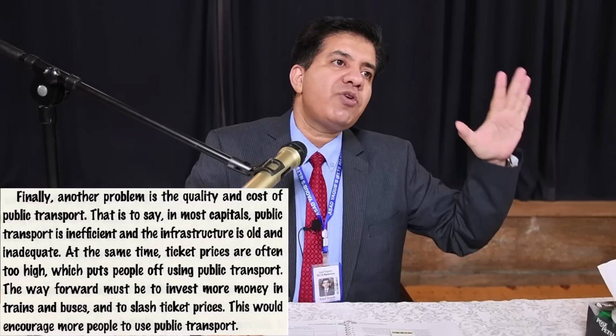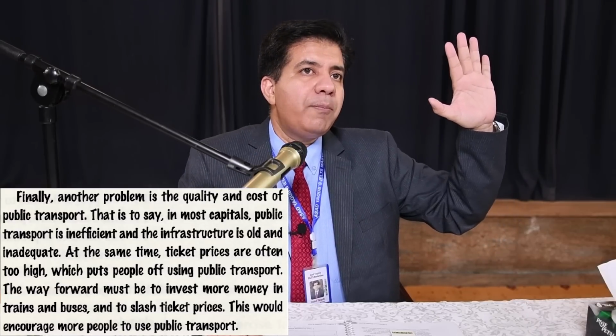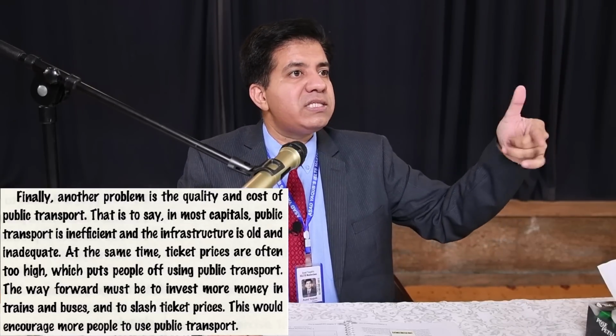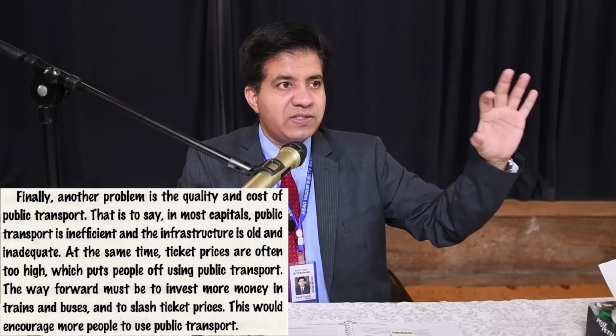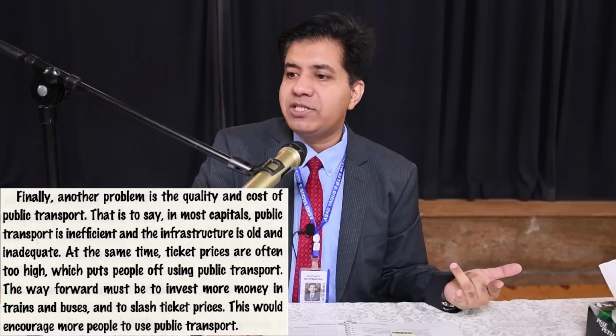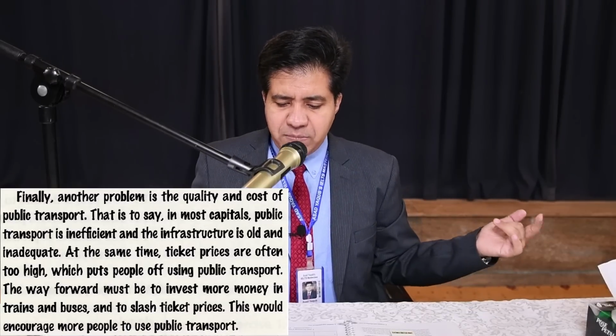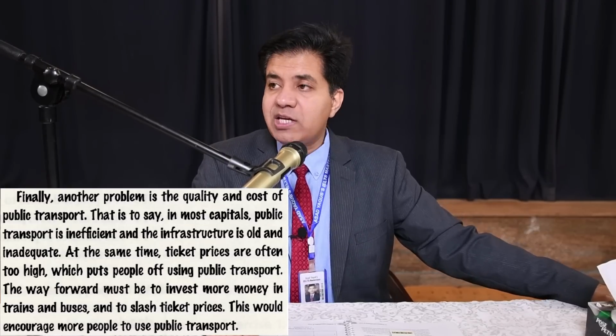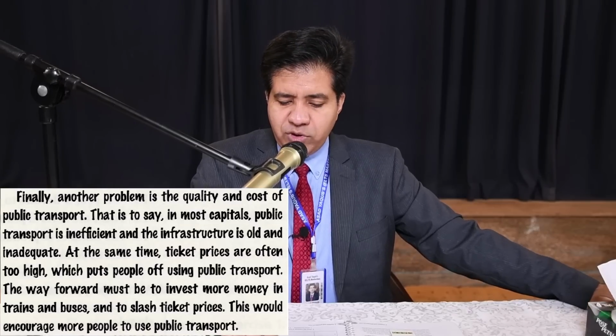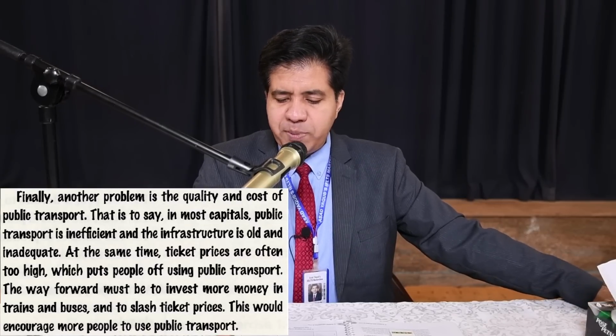Now, 3 sentences, and you can write them down on a piece of paper. Do one thing, just write one paper for your problem solution and write all the sentences. In first paragraph I'll write this, in second paragraph I'll write this, third this, so that you have a variety. Okay, the way forward must be to invest more money in trains and buses, comma, and to slash ticket prices. This would encourage more people to use public transport.